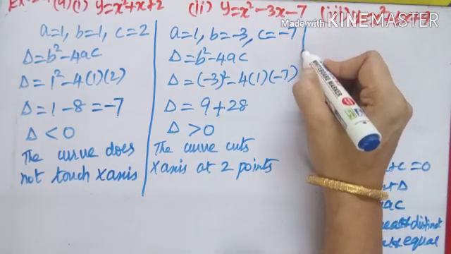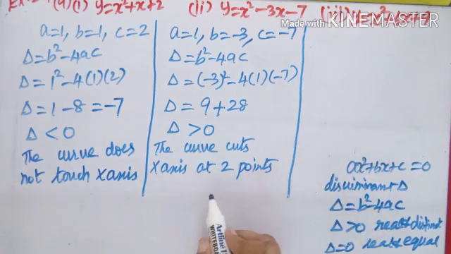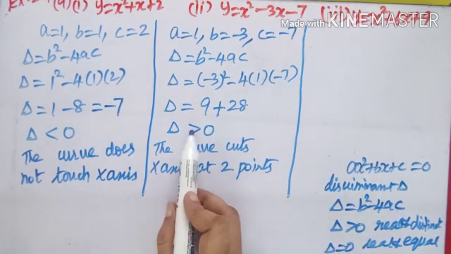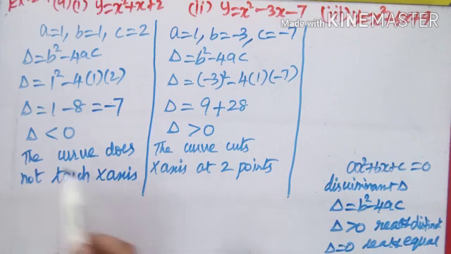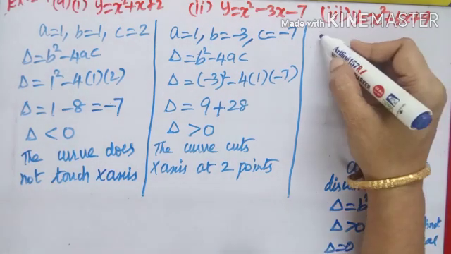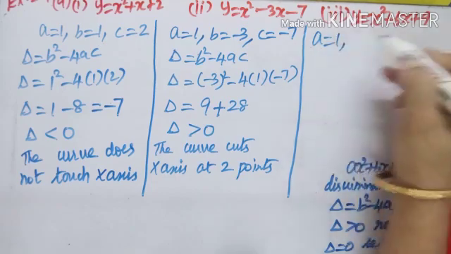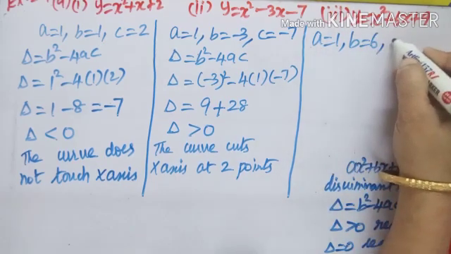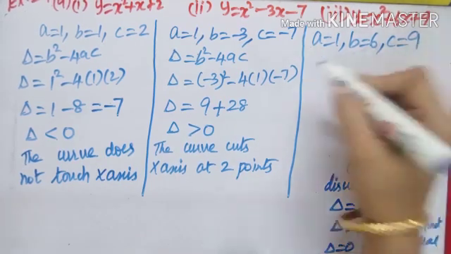We are not asked to draw the graph. We need to say, that's it. So positive, cutting at 2 points, negative does not touch. Coming up to the third model, a value 1, b value 6, c value 9.